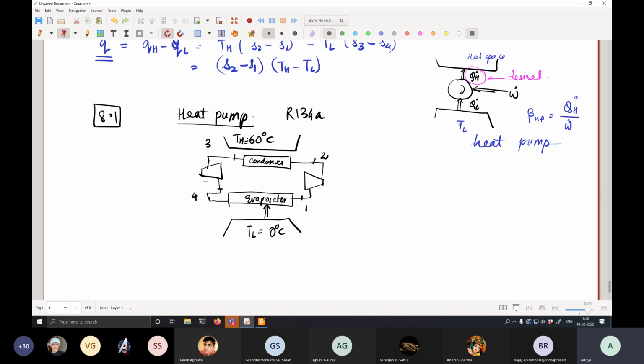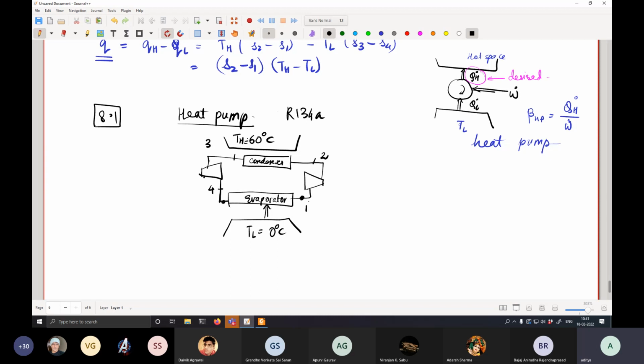In fact, let me just draw it. Let's call this 4. So this is what is given. It is given that it changes phase when it absorbs heat. It changes phase from two phase to saturated vapor. This is what is given.